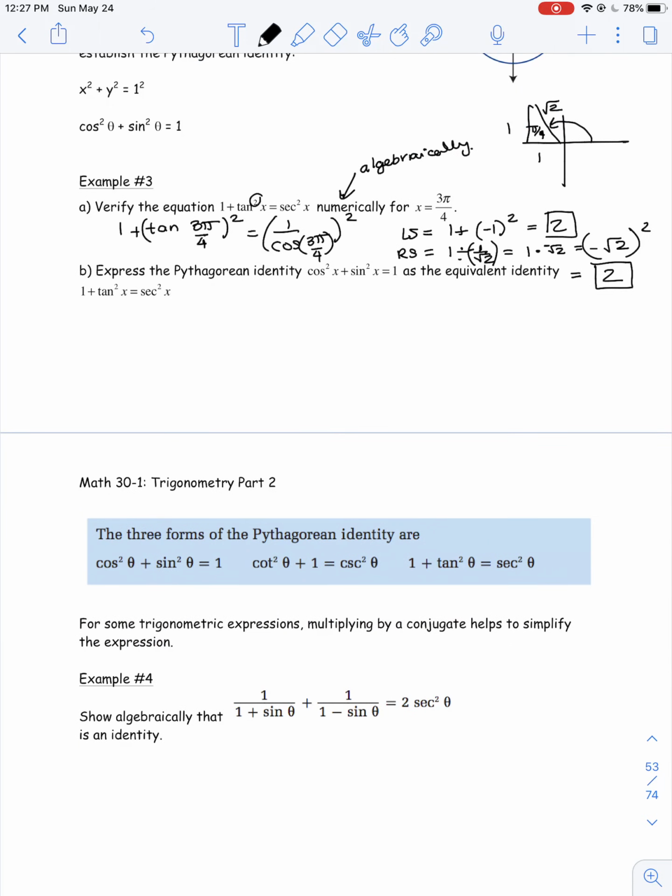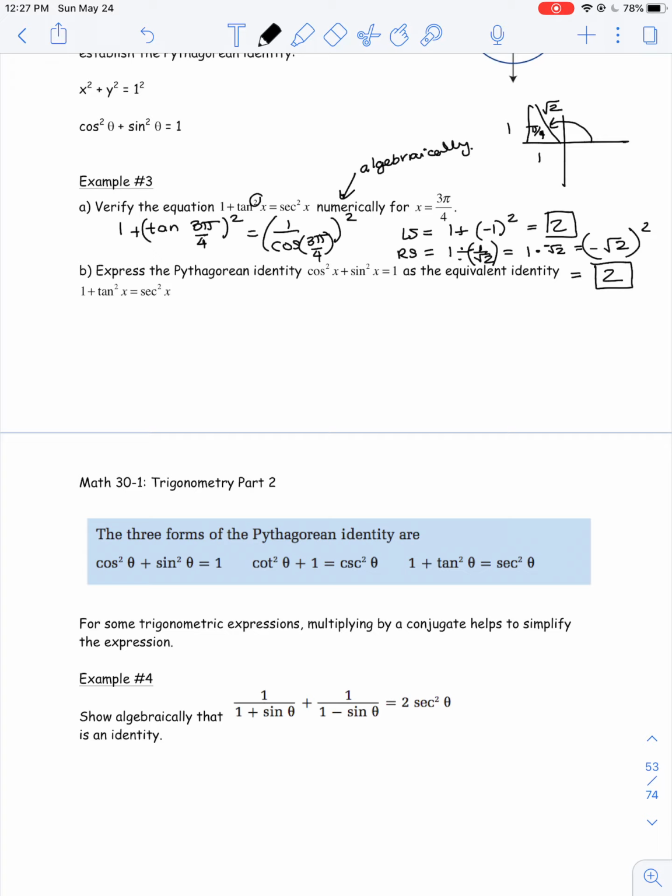Express the Pythagorean identity cos squared x plus sine squared x equals 1 as the equivalent identity 1 plus tan squared x equals secant squared x. So they're asking us to kind of replace this. So what I would do is I'm trying to get it to look like that. So we want to express this one as the other one.